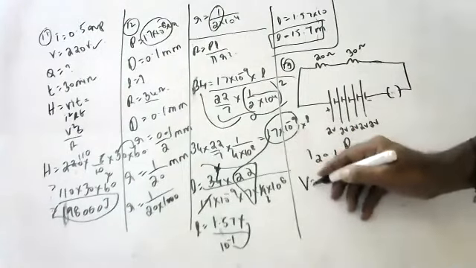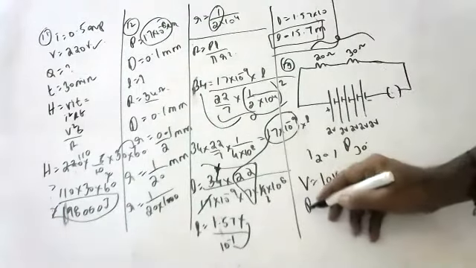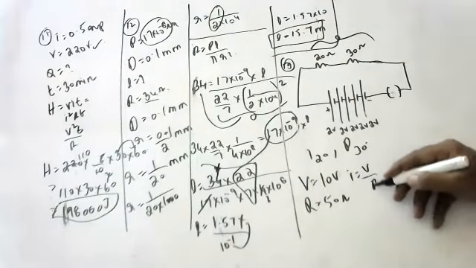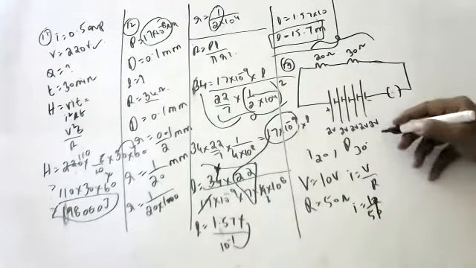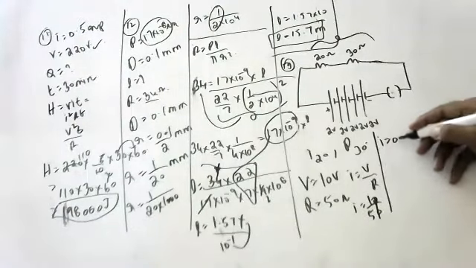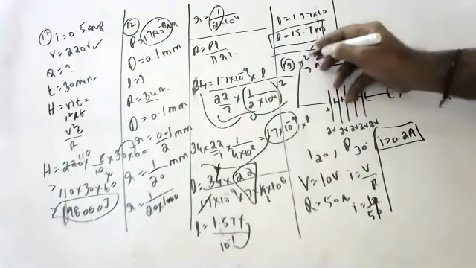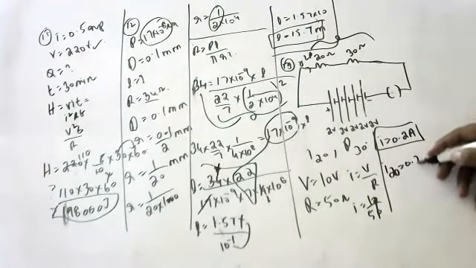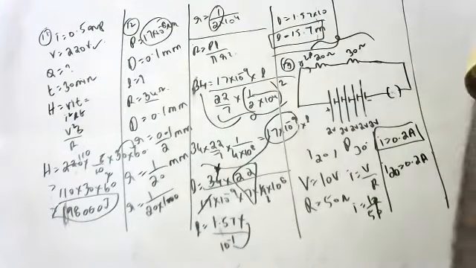Total voltage is how much, children? 10 volts. Total resistance is how much? 50 ohms. I is equal to V by R, I is equal to 10 by 50, I is equal to 1 by 5, that is 0.2 amperes. If this is 0.2 amperes, even I20 will be 0.2 amperes, as current is constant in series. Children, current is constant in series, so I20 also will be 0.2 amperes only.